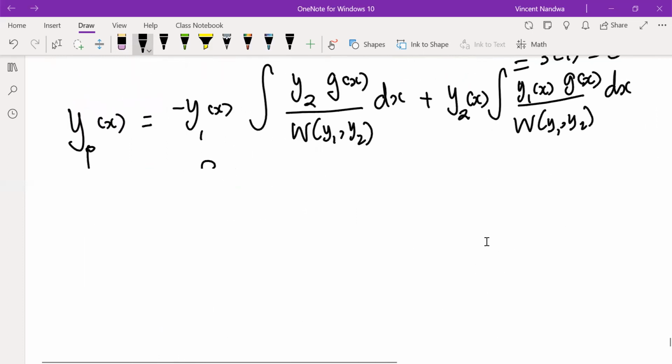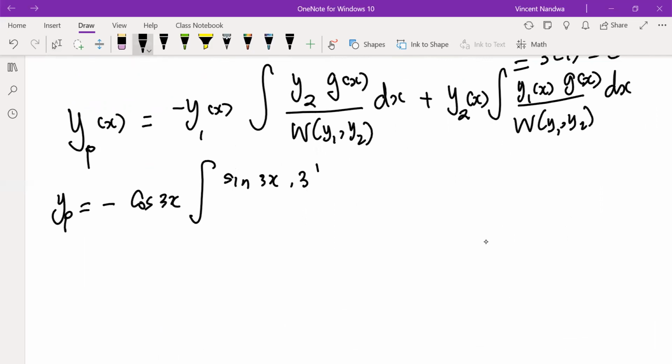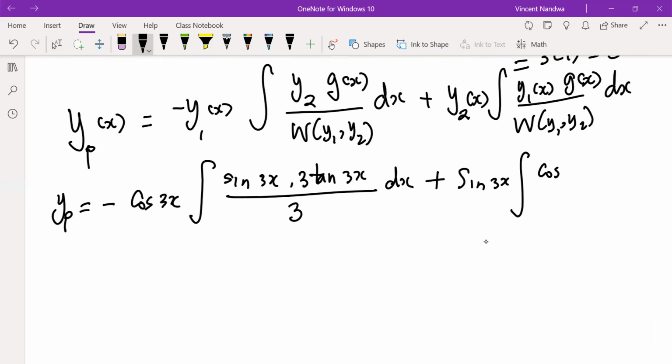So here then, we will write this multiplied by 3 tan 3x divided by the Wronskian, which is 3, dx, plus y2, which is sine of 3x, integral of y1, which is cos of 3x, times g of x, which is 3 tan 3x, divided by 3 dx.